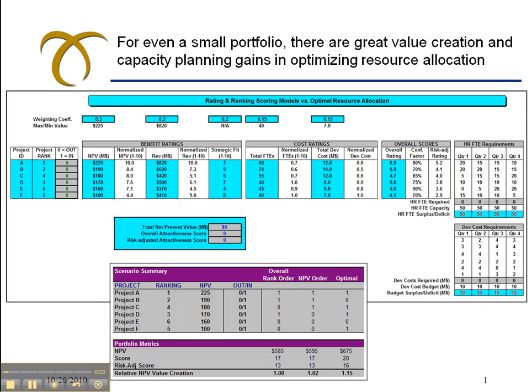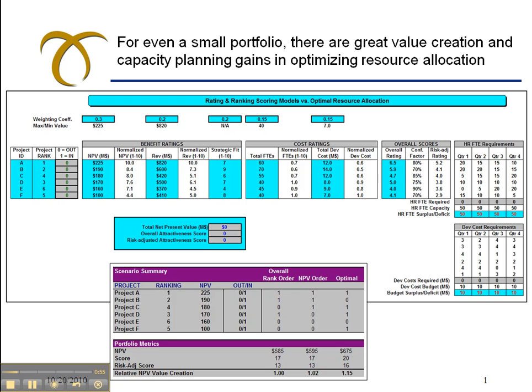This is quite significant given that we're only looking at a few time periods, 2 different types of aggregate resources, total human resource FTEs, total development costs compared to the development budget, and like I said, only 6 projects. So this is a very simple model, and even in spite of its relative simplicity, we still see very significant gains in value over the more crude rating and ranking type scoring approaches.